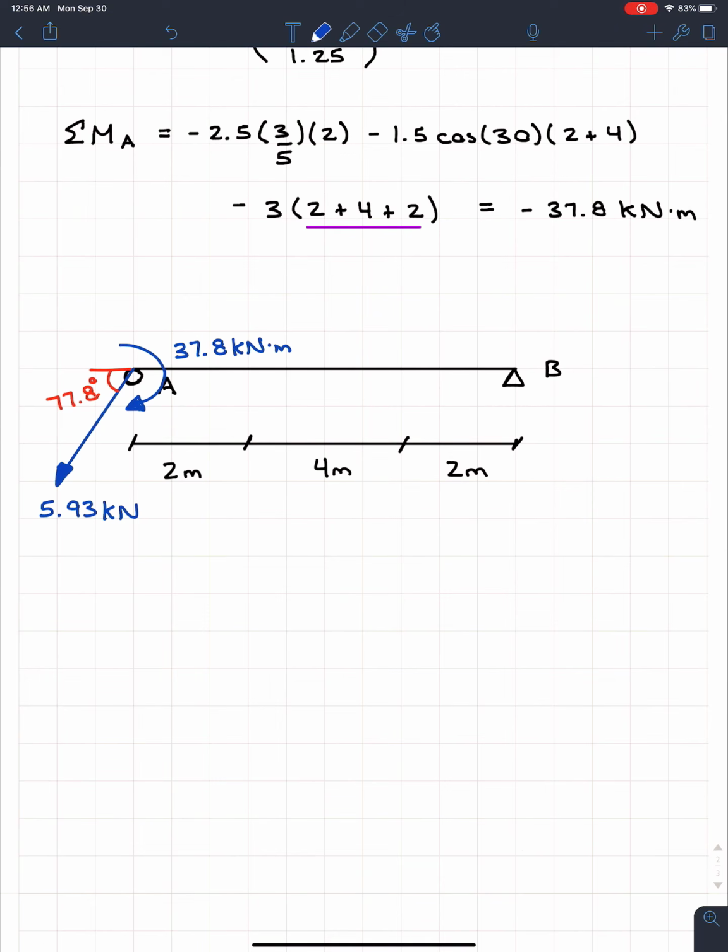The next example, what we're going to do is we're going to take our concepts from 2 dimensions and apply them to 3 dimensions. So we're going to have a bunch of forces in 3D, and we're going to convert them into a single force in 3D and a single moment in 3D. So stick around for the next example.